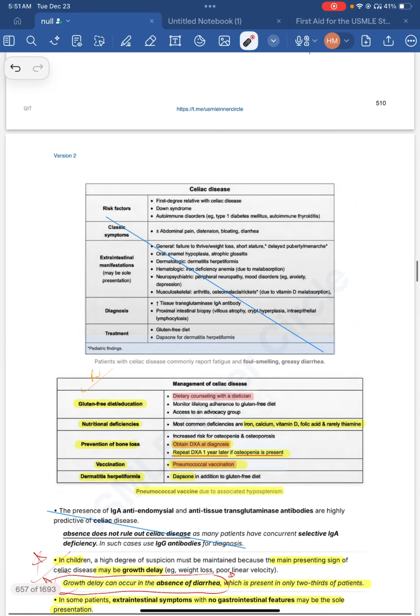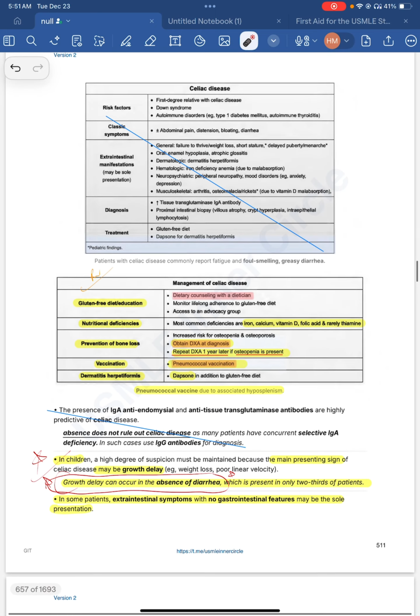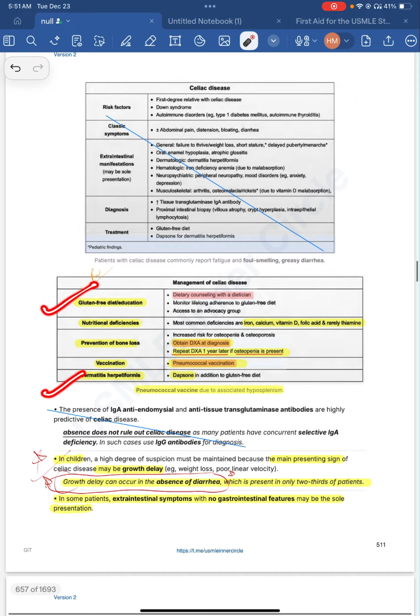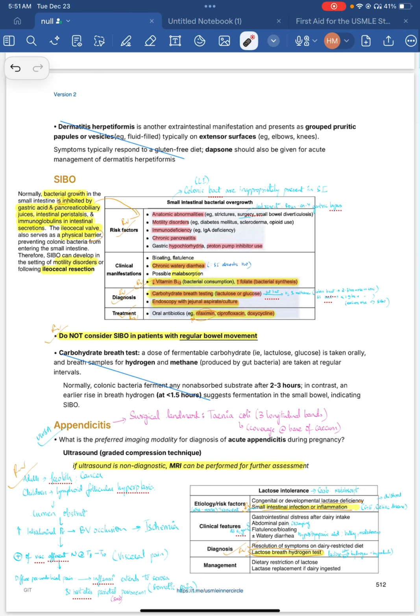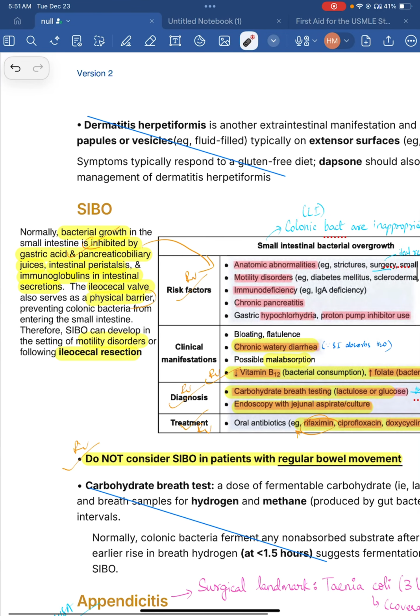Yep, if you see broadly, the only management of celiac disease is gluten-free diet, and for dermatitis herpetiformis, it is dapsone. These are the two main things that you need to remember. That's all with celiac disease. Now coming to SIBO, that is small intestinal bacterial overgrowth. We had already discussed in the start that the gut bacteria are mostly present in the large intestine. Small intestine is only meant for absorption.